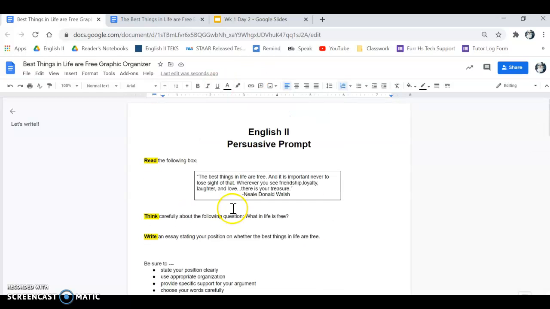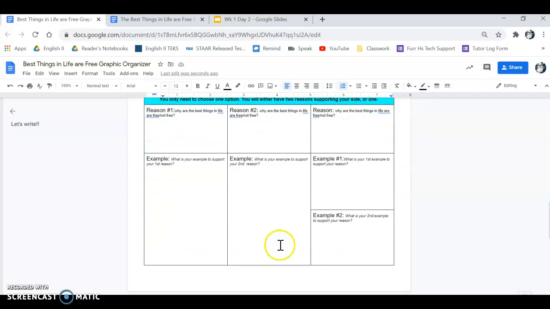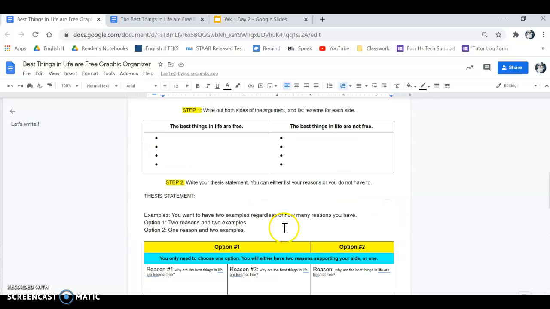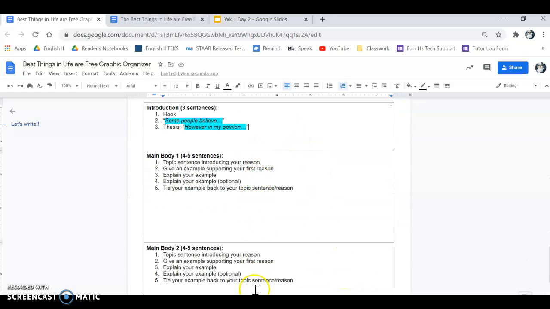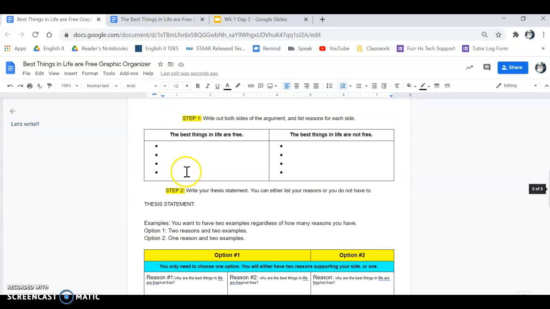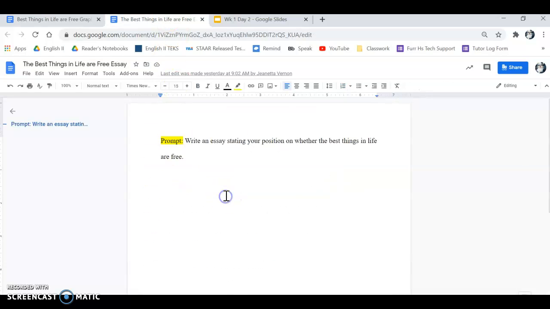for the first paper, this is the graphic organizer grade. The first page is the prompt. Then you will fill out all this information on page 2, choosing a side, writing your thesis, listing examples, and then you will go sentence by sentence. Then you will write your essay on this paper. Write an essay stating your position on why the best things in life are free.